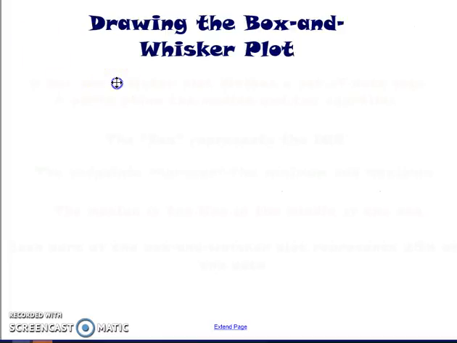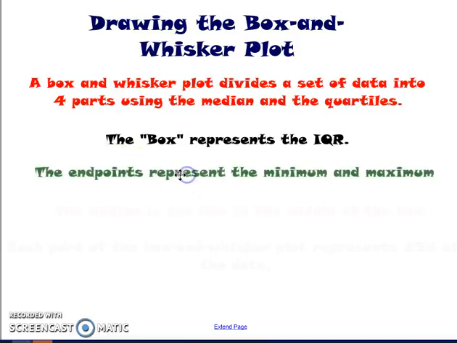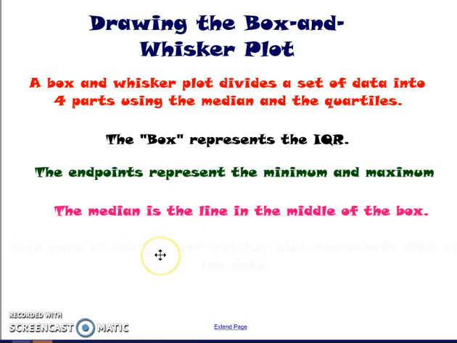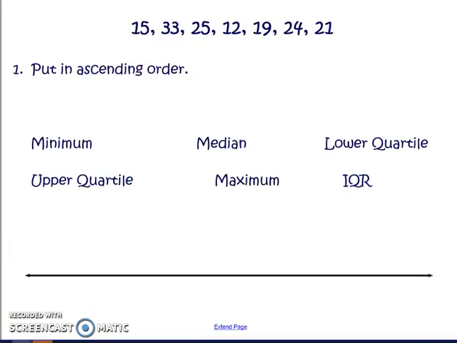All right, so to draw a box and whisker plot, the box and whisker plot divides our set of data into 4 parts using the median and the quartiles. The box shows us where the interquartile range is. The endpoints show us the minimum and the maximum. The line in the middle of the box is the median. And each part of the box and whisker plot represents 25% of the data. So we're breaking it into 4 equal-sized pieces, even though some of them may be shorter or longer in the picture. And that just means things are closer together.